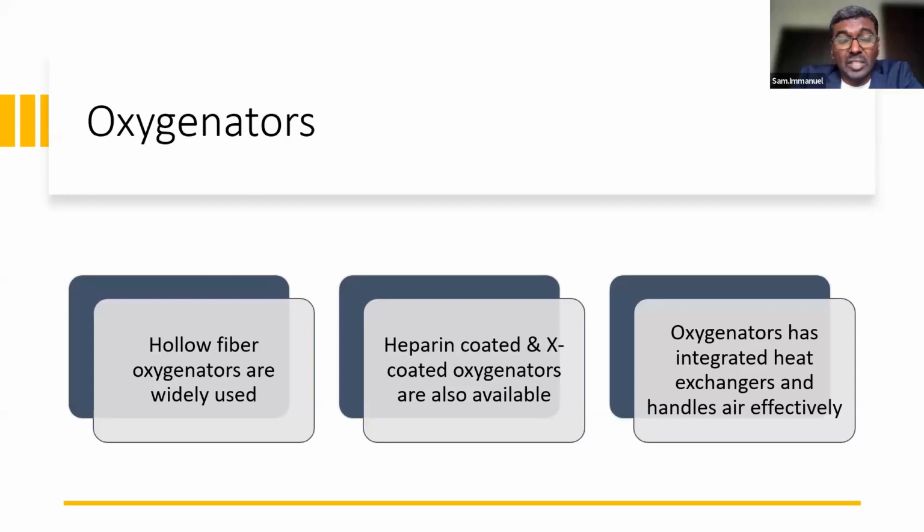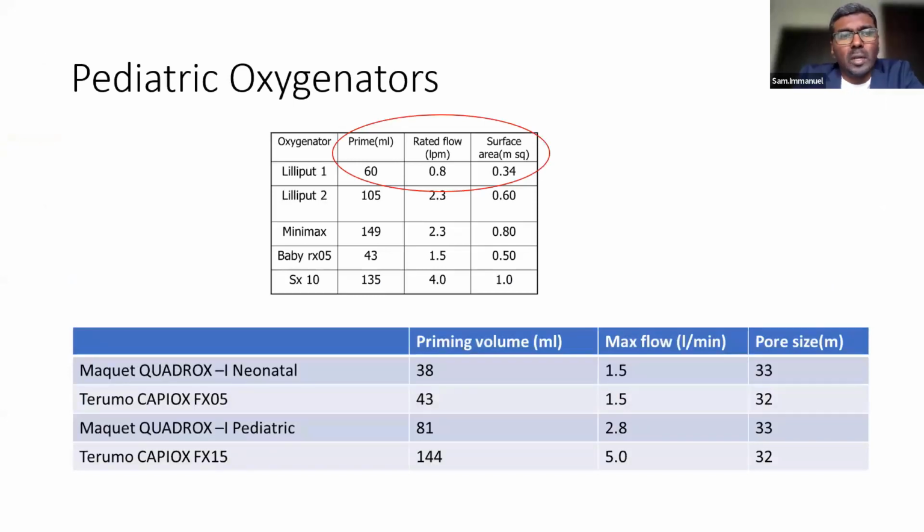As I said, these are just integrated oxygenators. I just wanted to show that there are a lot of oxygenators, but always focus on the static priming volume, the maximum flow rate, and the surface area. As I told you before, the hemodilution in pediatrics is much higher, so we need to focus on the prime, the rate of flow, and the surface area. How much we minimize it is going to have an effect on patient outcome as well.